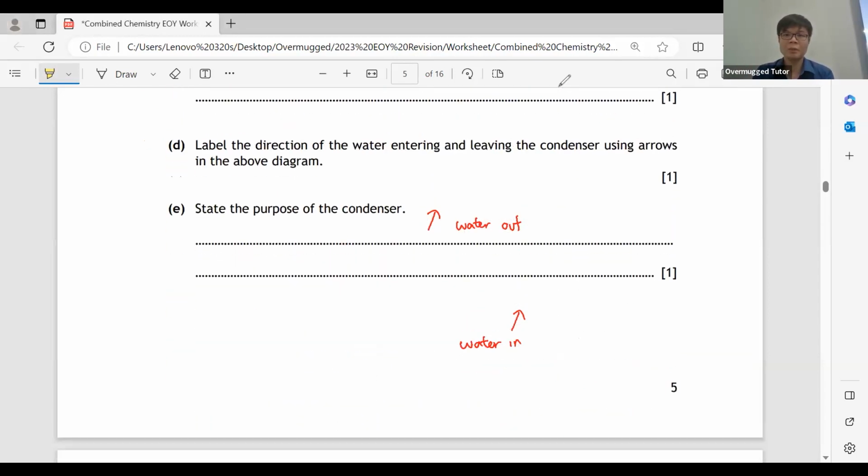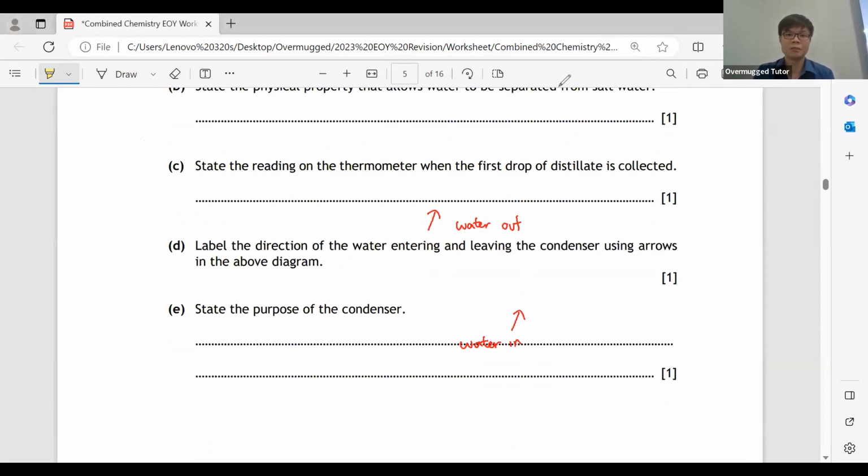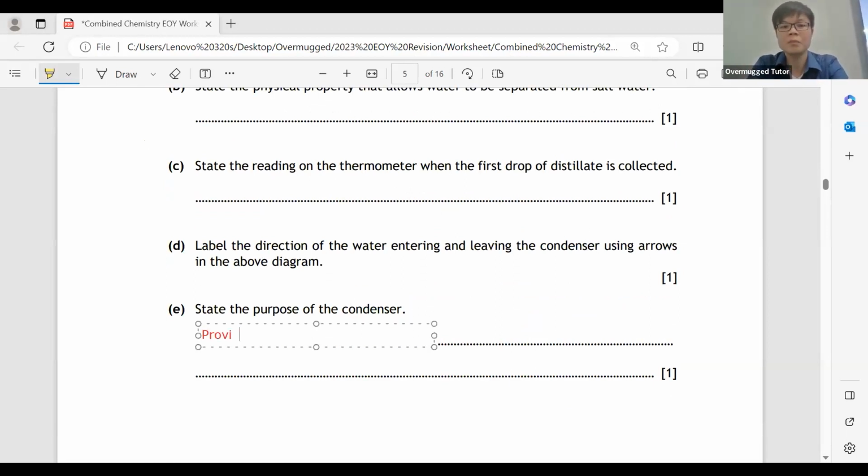Okay, last one, state the purpose of the condenser. As the name suggests, the condenser is supposed to help things condense, but you need to say all these keywords. Provide a cool surface for the hot vapor to condense into.